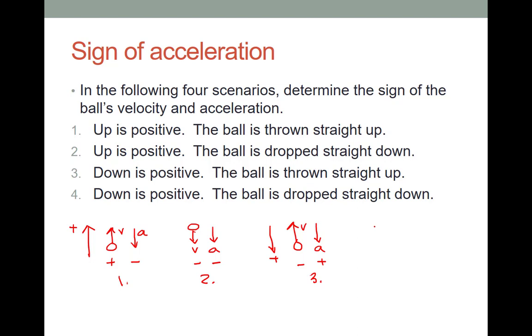And lastly, the ball is dropped again. So velocity will be positive because it's downward in a down positive coordinate system. And as it falls, it will speed up. Therefore, acceleration has to be downward as well. And down is positive.